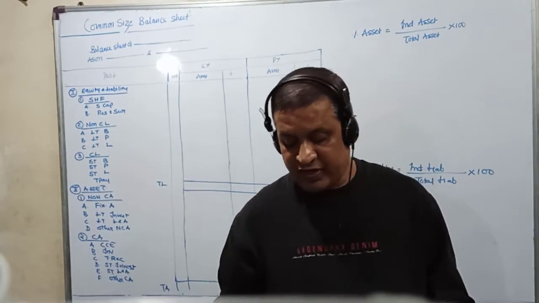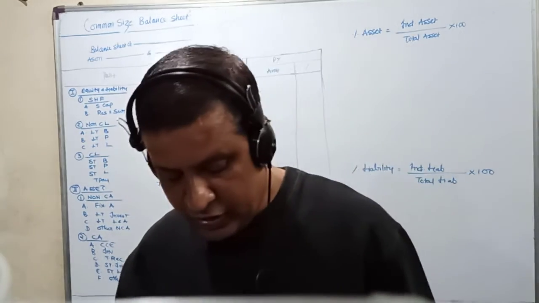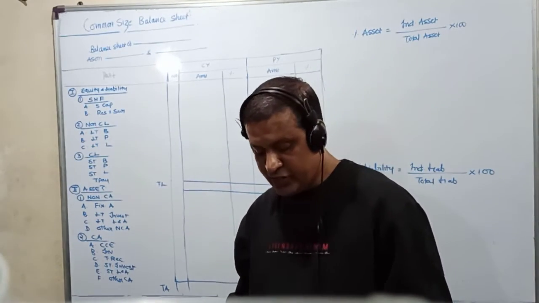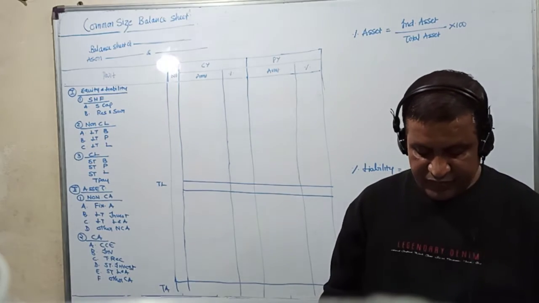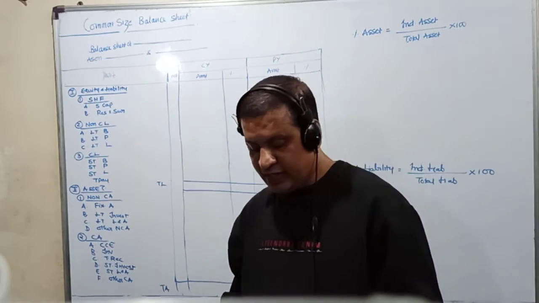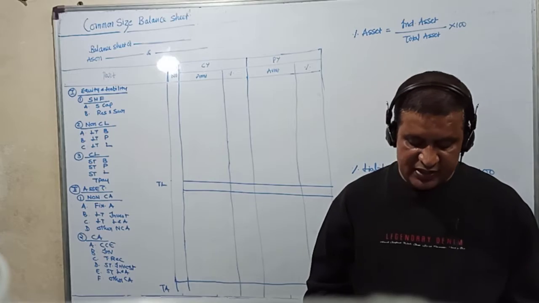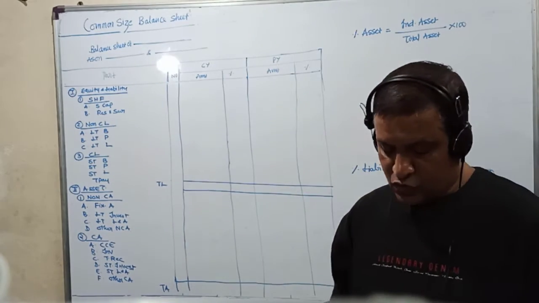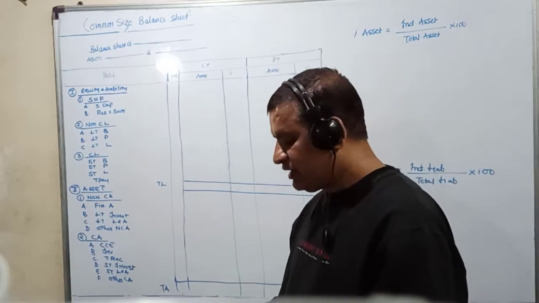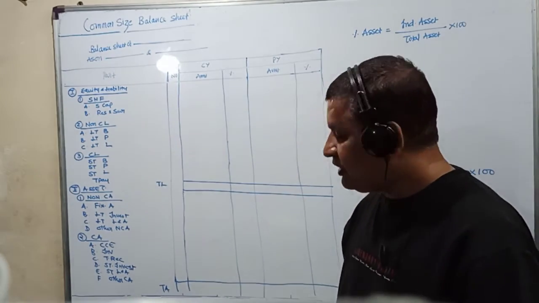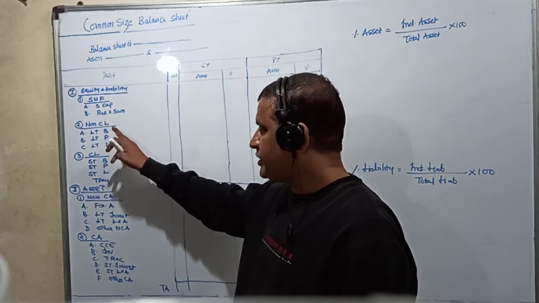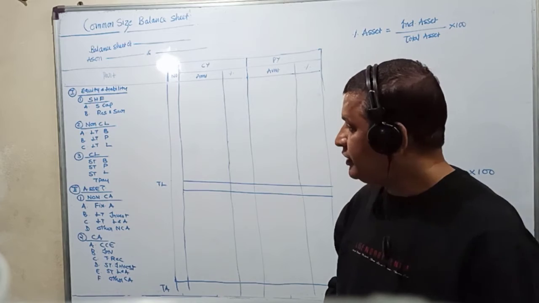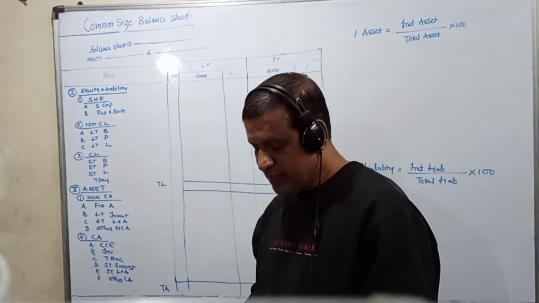Let us identify the subheads. Where do we take all these transactions? Share capital, we take it in share capital, write there SC. Reserves and surplus, we take it under the subhead reserves and surplus, write RS. Non-current liability, we will take it under long-term borrowings, assuming that non-current liabilities represent long-term borrowings. So write LTB.